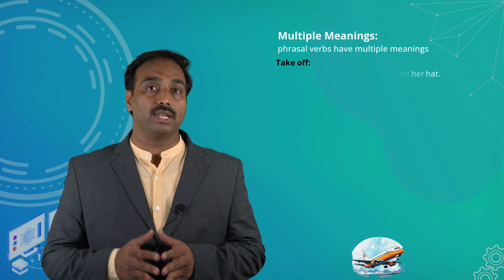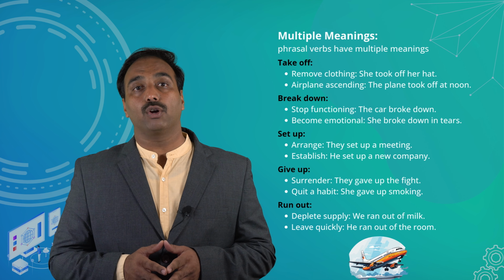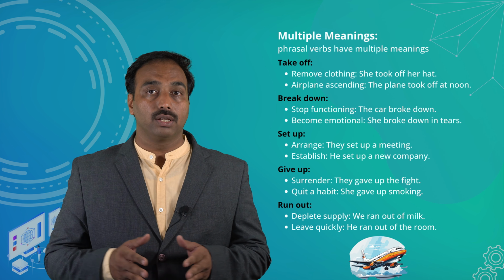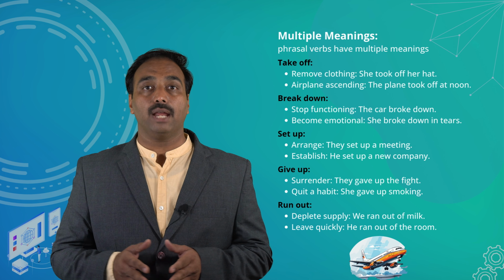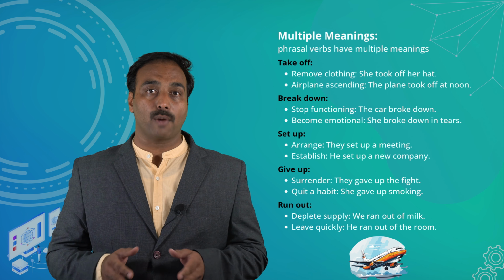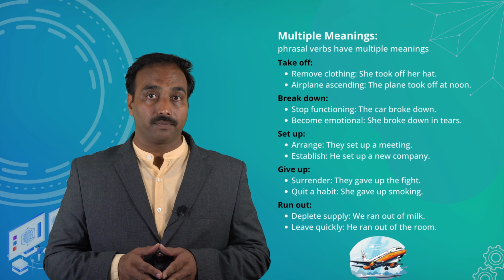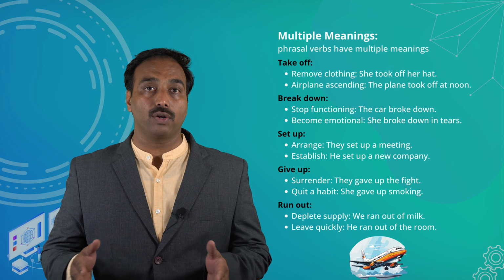Let us now have a look at the multiple meanings. Many phrasal verbs have multiple meanings depending on the context. For example, take off means remove clothing. That is, for example, she took off her hat. Airplane ascending: the plane took off at noon. Break down means stop functioning. The car broke down. It can also mean become emotional. The word could be used in another way also. Example, she broke down in tears.